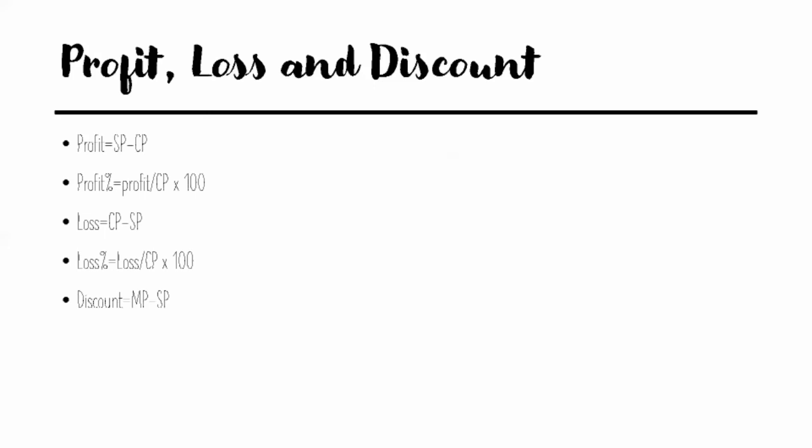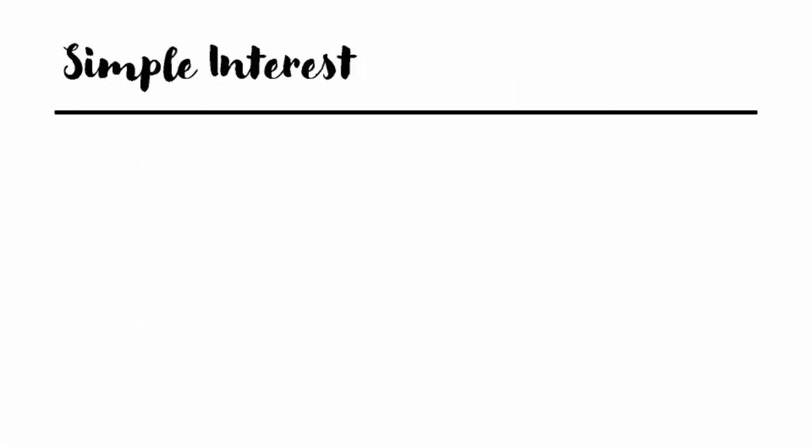Discount is market price minus sales price. What is the market price? Once again, the market price and the cost price are the same things. The market price is the one that is the actual value of the commodity. And so that becomes my discount when I am subtracting the sales price from the market price. And then the formula for discount percentage is discount upon market price into 100.